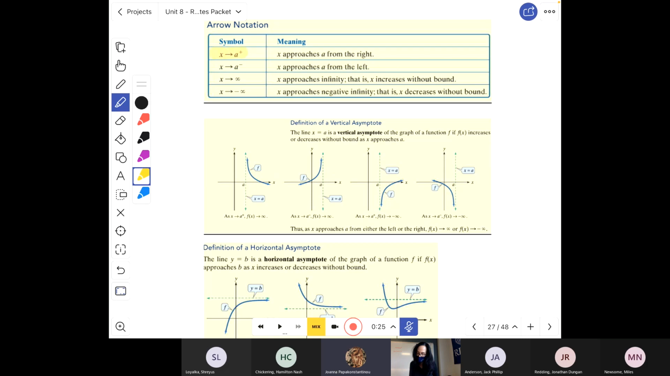This is saying x is approaching a, and then that little superscript of plus means from the right. x approaches a from the right. In the next one, the little superscript of the minus sign is saying that x is approaching a from the left.